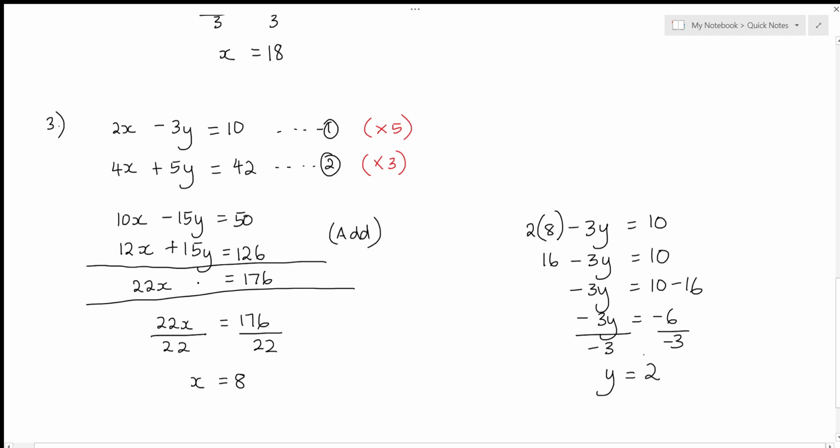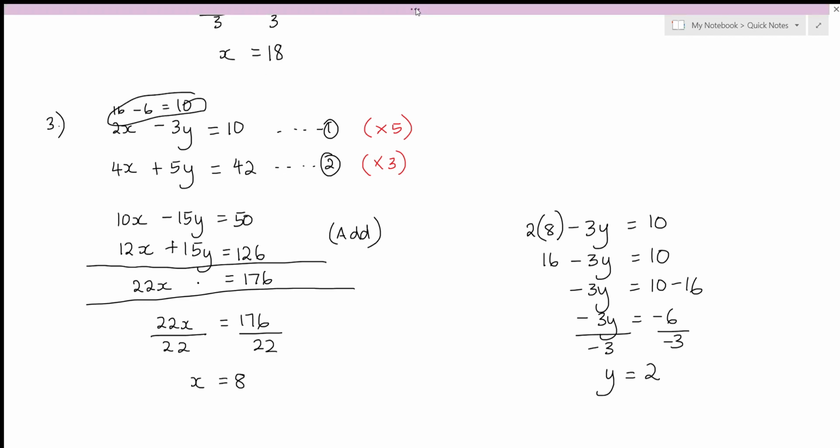So in this equation we have x equal to 8 and y equal to 2, and let's just test this. If I went back here and I said 2 times 8, 2 times 8 is 16, minus 3 times 2, which is 6, and 16 minus 6 gives me 10. So testing that equation, we can see that it is correct.